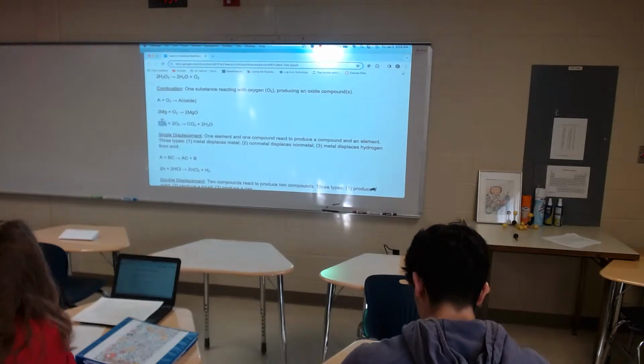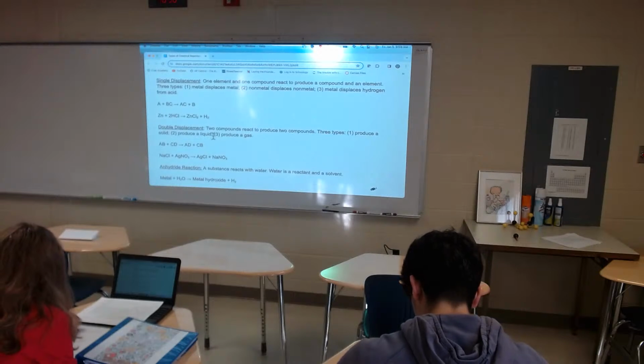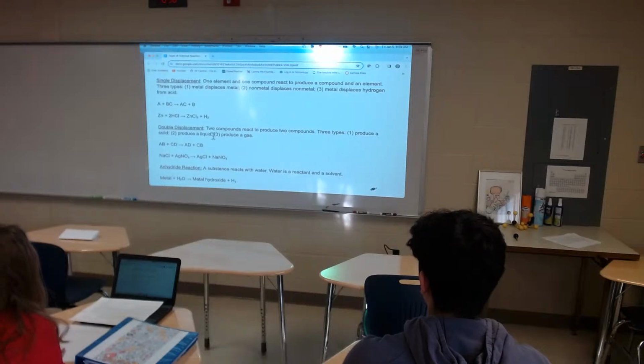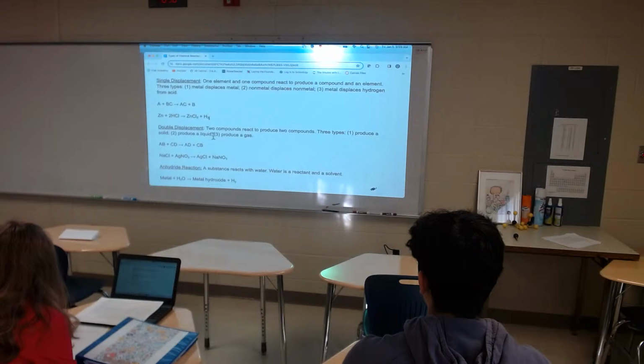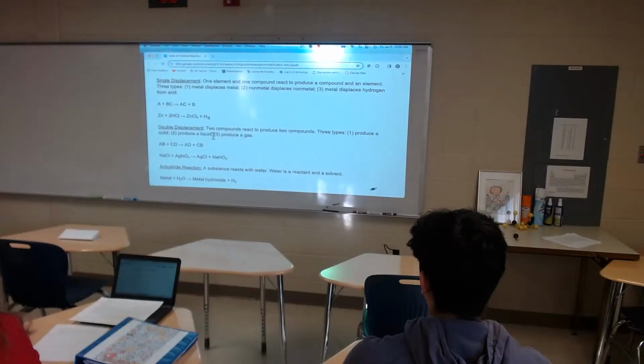Reaction type number 4, single displacement. We described displacement yesterday by saying it was removing something from its spot and taking its place. We can recognize a single displacement because the reactants are going to be one element and one compound, not two elements, not two compounds. In the cases that we'll see at least, that compound is either going to be ionic or an acid.